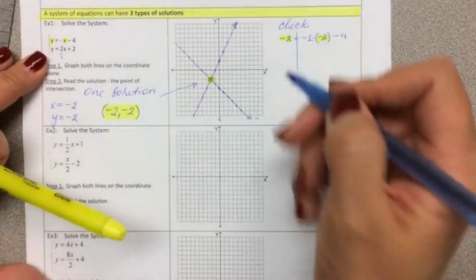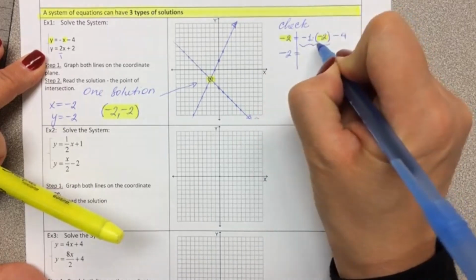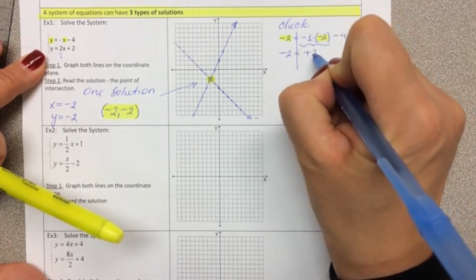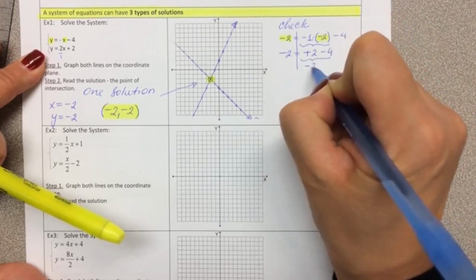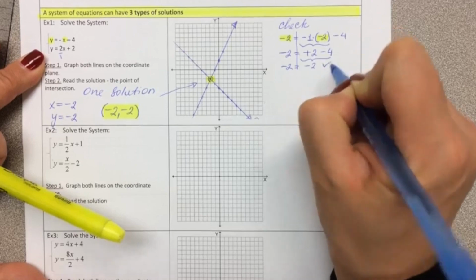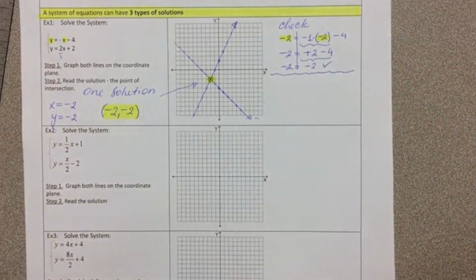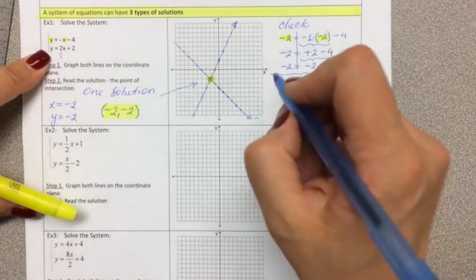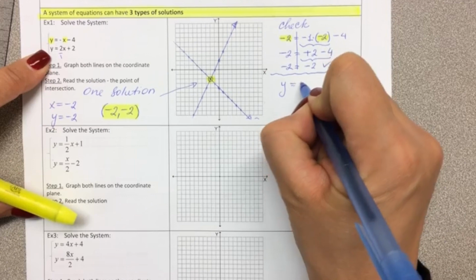And we want to make a true statement, or see if it makes a true statement. So negative 2, negative times negative is positive 2, bring down negative 4. 2 minus 4 is negative 2, and that makes a true statement. The solution is a true solution if it is making a true statement in both equations.